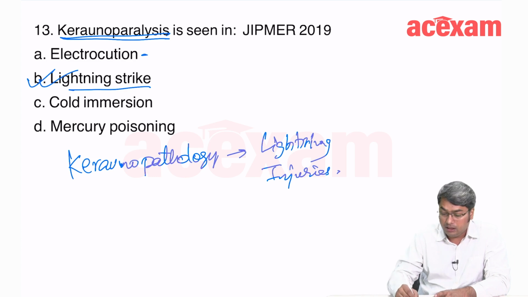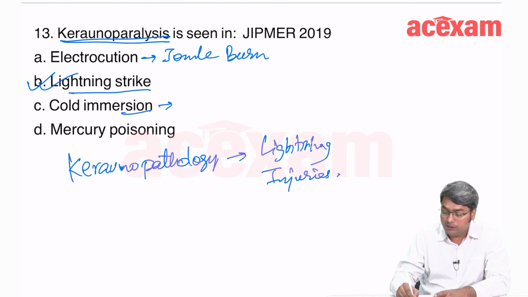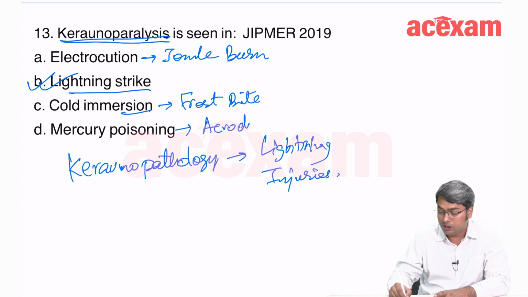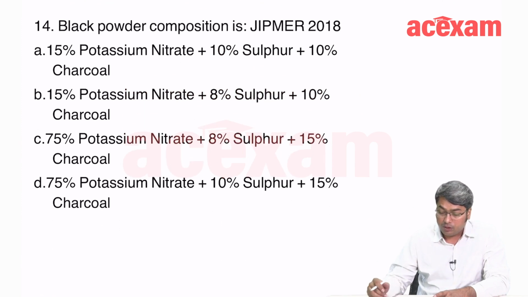lightning strike. In electrocution, we may find joule burn. In cold immersion, we will find frostbite. And in mercury poisoning, we may find acrodynia, but not cranioparalysis. Okay. Next, black powder composition.